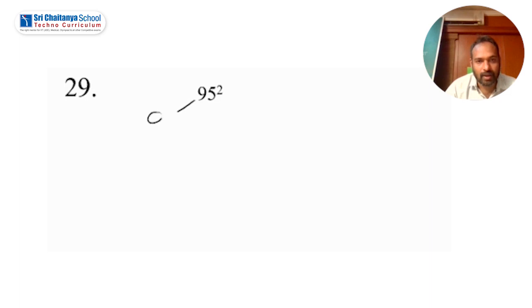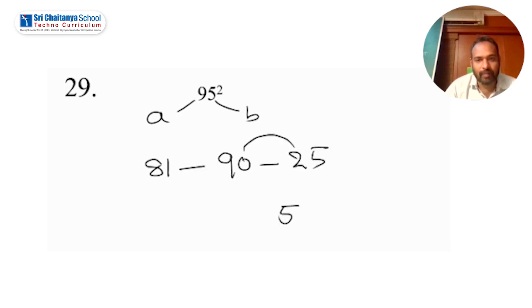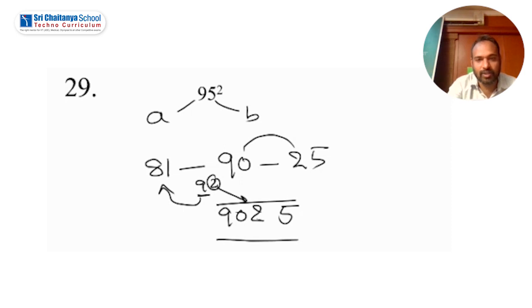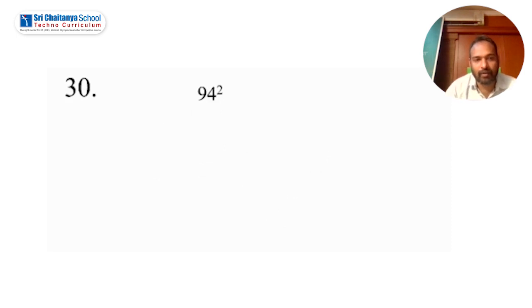95 square. Here, A 9, B 5. Now look at here. A square, what's the value? 81. Then 2AB, 2 into 9, 18. 18 into 5, how much? 90. Then 5 square. Do the balancing. 5, 90 plus 2, 92. You're dropping 2 here and carry forward this 9. 81 plus 9 is how much? 90. So the answer is 9025.